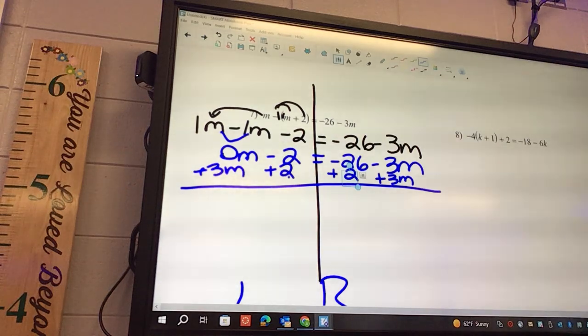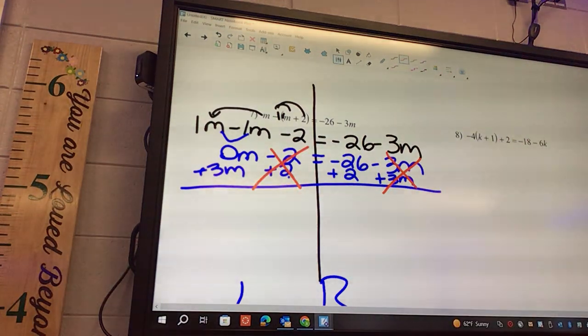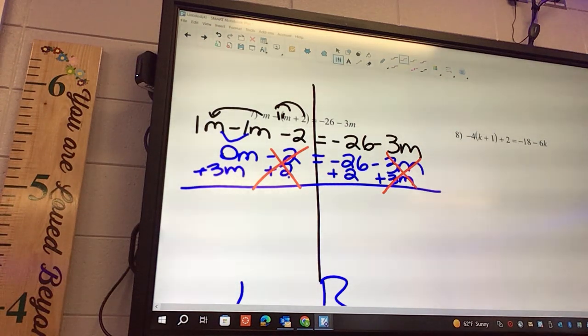Okay, who's getting crossed out? The 2 and the 3Ms, I agree, and the 2s. Okay, again, what should it look like at this point? Letters on the left and numbers on the right. Letters on the left, numbers on the right. I should have 2 big X's on both sides. Okay, this is the way things should look.